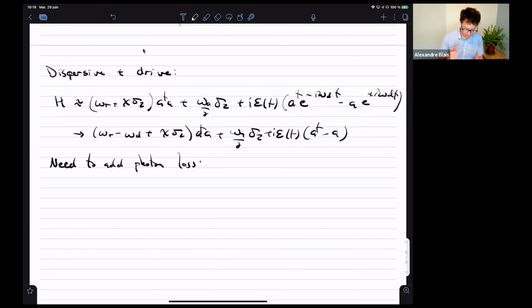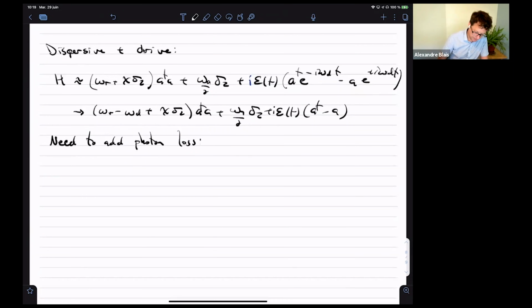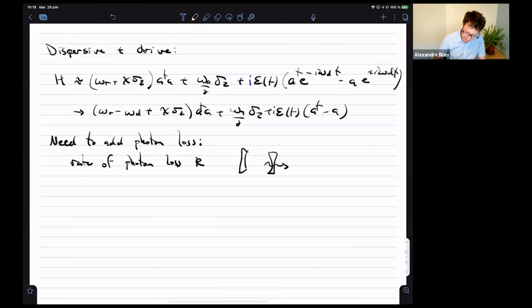No, I'll assume no. We need to add photon loss. And so there's a rate of photon loss, you remember? And that will be kappa. That's the rate at which, if I put photons in the cavity, they will leak out of the cavity. But how do I include this in the description of the dynamics of the system?